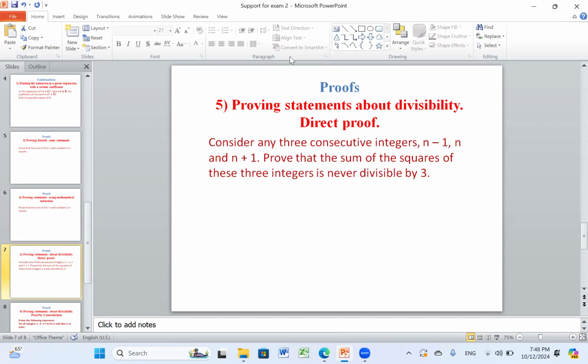Consider any three consecutive integers, n minus 1, n, and n plus 1. Prove that the sum of the squares of these three integers is never divisible by 3. Let's do it by direct proof. So we have n minus 1 squared plus n squared plus n plus 1 squared. Even if we are not given these numbers, we have to be aware that if we are talking about three consecutive integers, we can take such an order, or we can take n, n plus 1, n plus 2.